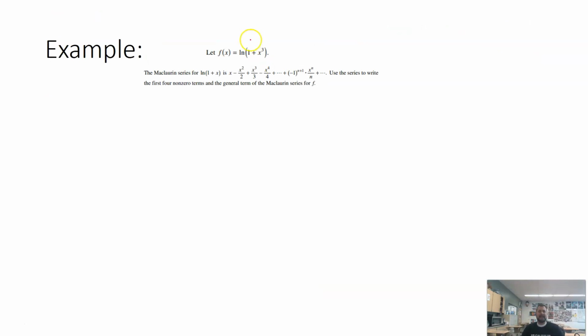This one says let f of x equals the ln of 1 plus x to the third. And they give us the Maclaurin series for 1 over x. They want us to write the first 4 non-zero terms and the general term for the Maclaurin series for f. We'll notice in this problem, just like the first example we looked at, that the only difference between ln of 1 plus x and the ln of 1 plus x to the third is x has been replaced with x to the third. So that's all I have to do in this problem, and I will get the correct answer.